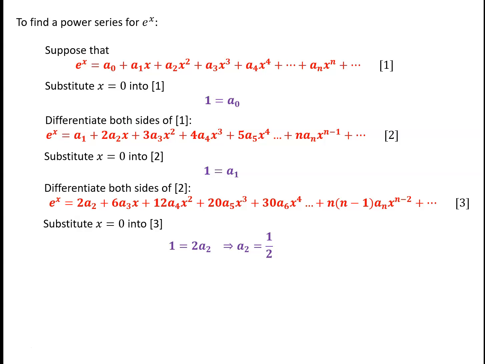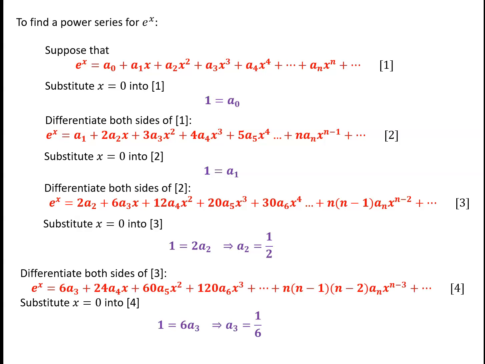You won't be surprised now that we're going to differentiate both sides of equation 3 to obtain e^x equals 6a3 + 24a4x, etc. Substituting x equals 0 into equation 4, we've now got 1 equals 6a3. In other words, a3 must equal 1/6.